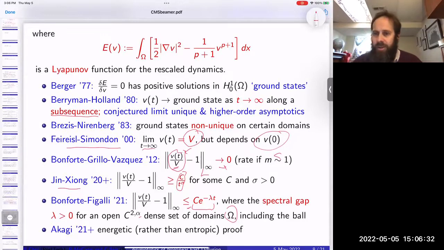And so that was very intriguing for us because we wondered why they needed the domain to be C^{2,alpha} generic. And a new proof of their result appeared in a preprint last year by Akagi, who uses, so they do this using an entropy dissipation method, and they introduce what they call almost orthogonality relations in order to get this. And Akagi has a simpler proof based on energetic rather than entropic methods. Okay, questions? So basically, my talk today is going to be about trying to close the gap between this polynomial lower bound on the rate of this convergence and this exponential upper bound that holds on most domains.